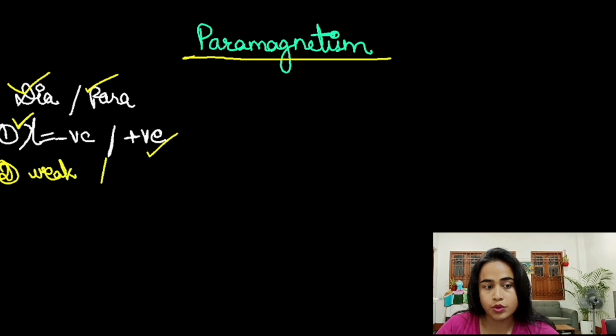The second point I would like to compare is dia is a weak phenomenon. Also, para is a weak phenomenon. But what is weak? In both the cases, dia is weakly repelled, whereas on the other hand, para is weakly attracted, or you can say it is magnetized.